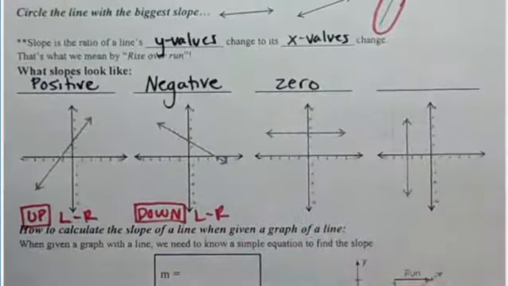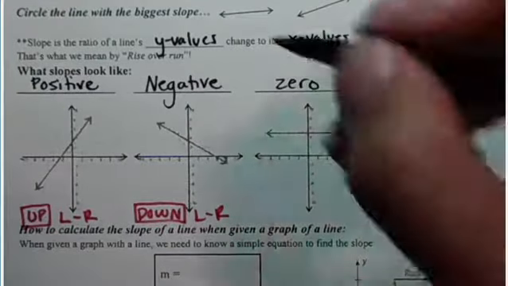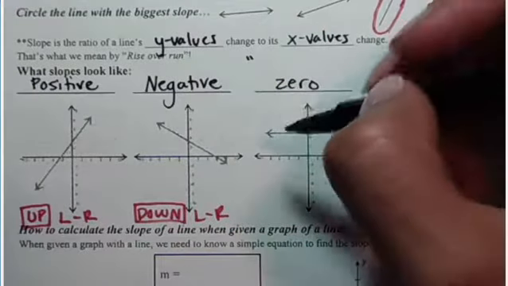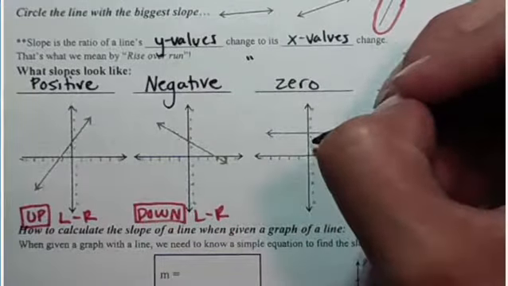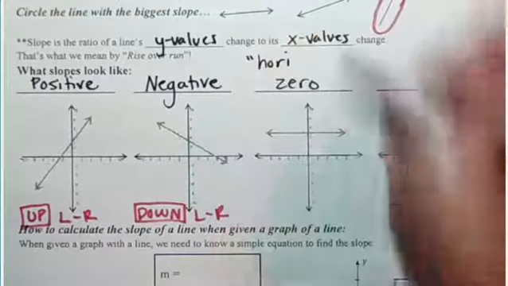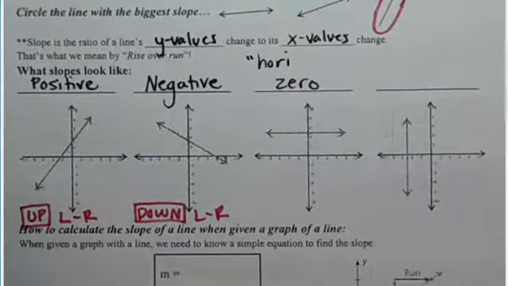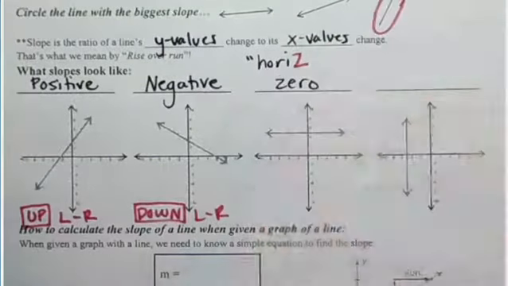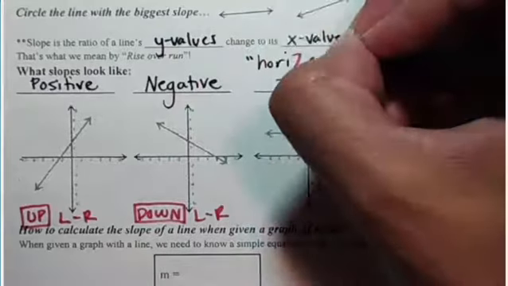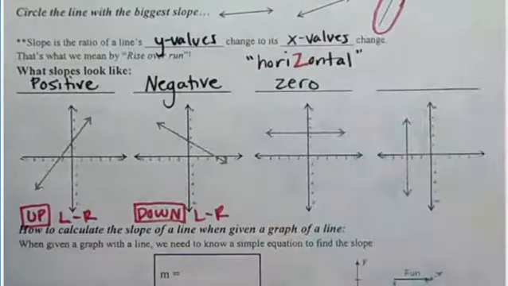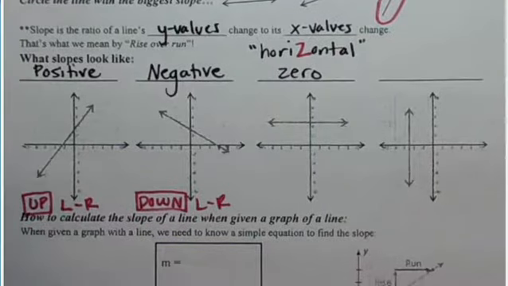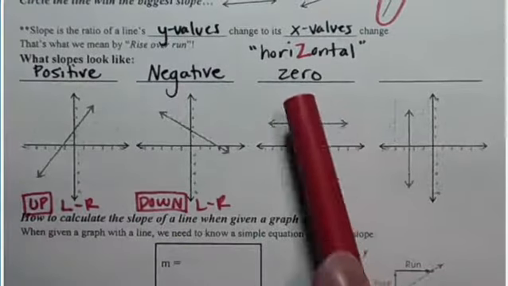And the way that helps me remember that this is a zero slope, and please write this exactly like I do, is this horizontal line has a zero slope. So if you write down horizontal with a capital Z, you'll remember that since it has a capital Z in horizontal line, it is a zero slope. Okay, so that's an easy way to remember. A horizontal line has a zero slope.